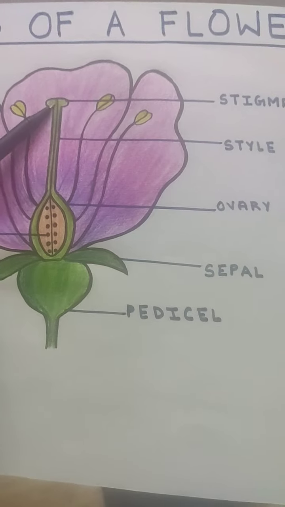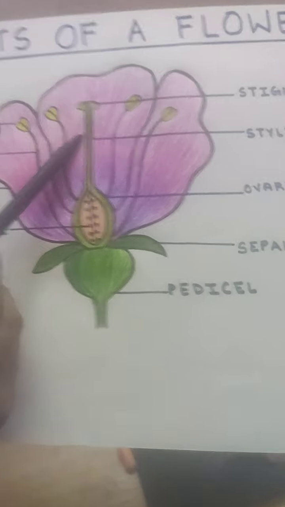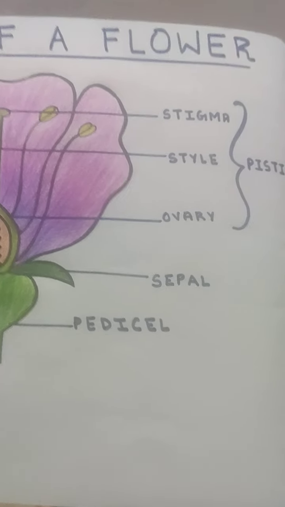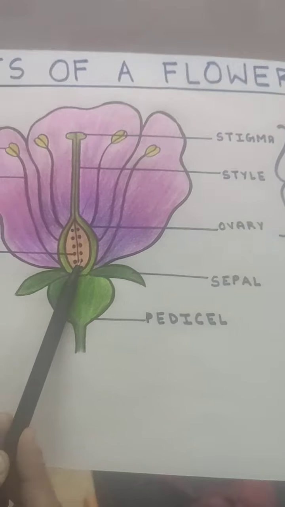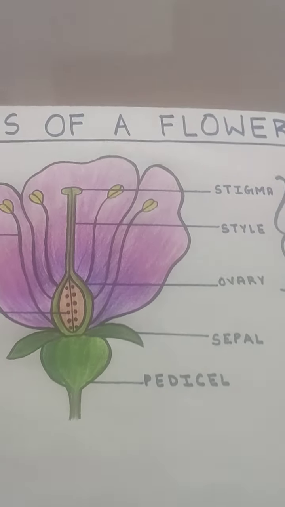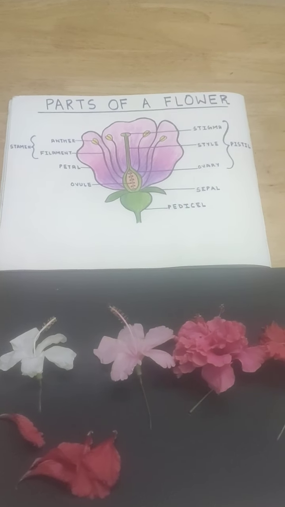And from the stigma there is a long tube-like structure which is called the style, and inside the style there is a pollen tube. And the base of the female reproductive part is called the ovary, and inside the ovary are the ovules. So this was all about the different parts of the flower.